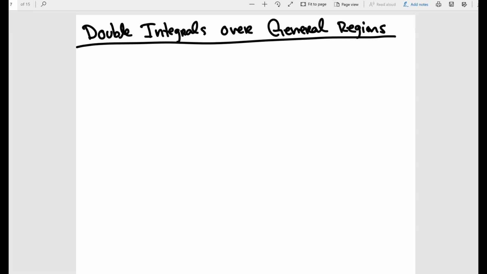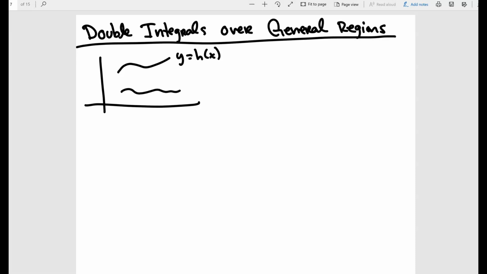So for example, let's say I had two different functions. Maybe this is y equals h of x, and let's say you have some other function, y equals g of x. And notice here that you have some sort of area between these two different curves.